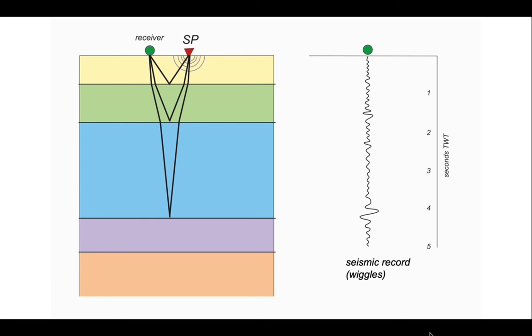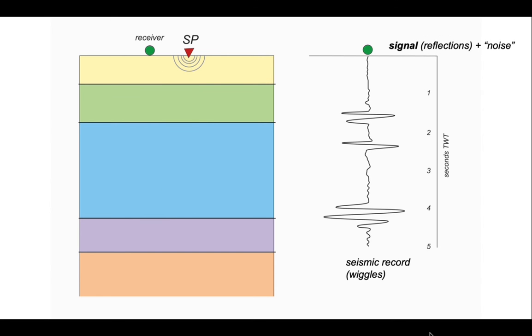It's a wiggle trace. But it's pretty unclear, isn't it, where these reflections are. If you just had the seismic record, it would be quite difficult to pick the reflections from it. Their amplitude is not particularly high. This record includes these signals, the reflections we're interested in, plus a lot of noise. And the catch is that for a single record like this, the signal and the noise are about the same size. So how do we improve the signal to noise ratio?